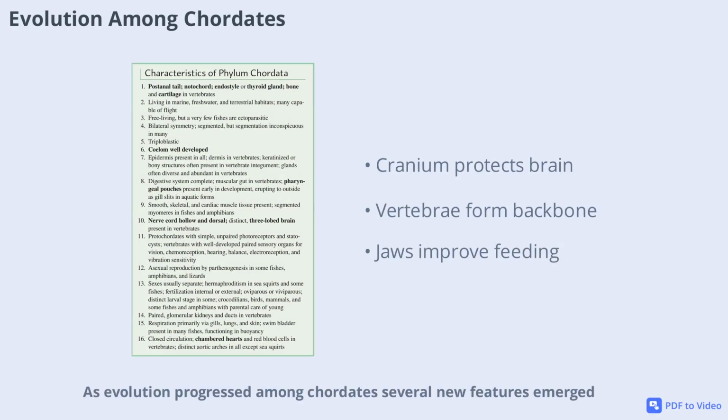Evolution progressed among chordates, and several new features emerged, especially in vertebrates. The development of a cranium, vertebrae, bones, and neural crest cells marked significant evolutionary steps. The cranium protects the brain, while vertebrae form the backbone, safeguarding the spinal cord and providing muscle attachment points. The appearance of jaws further enhanced feeding capabilities. These adaptations set the stage for the rise of vertebrates, including the ancestors of amphibians.